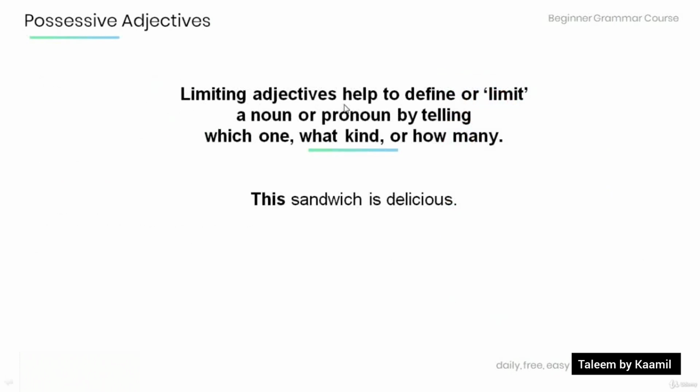Now, limiting adjectives help to define or limit a noun or pronoun by telling which one, what kind, or how many. Have a look at the example below. This sandwich is delicious. This is a limiting adjective, and it tells us which sandwich is delicious.